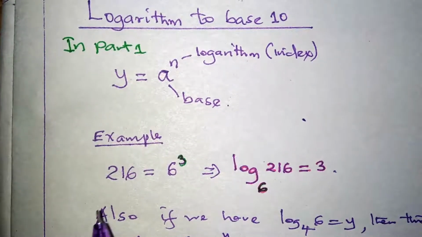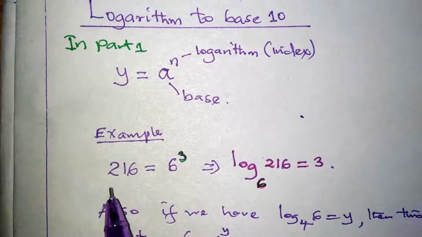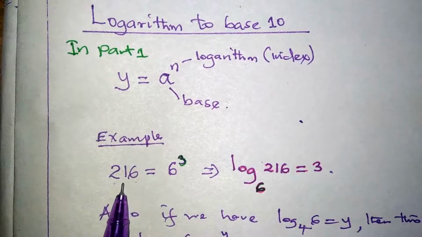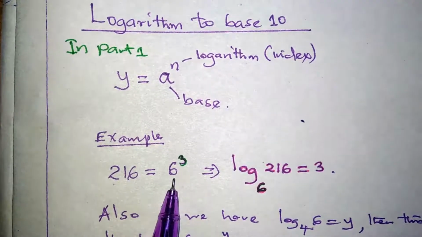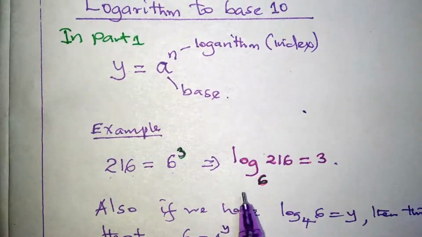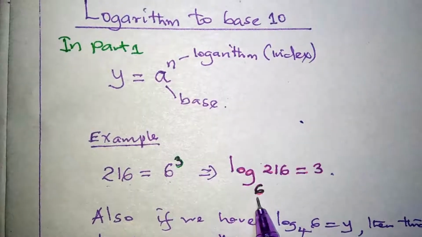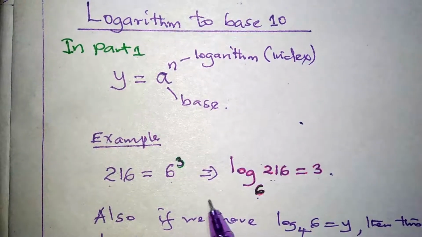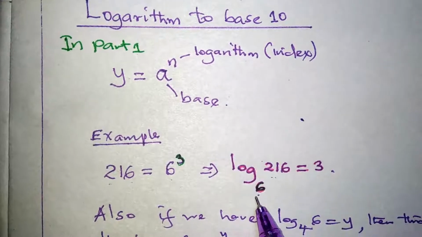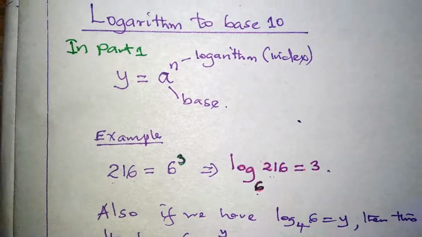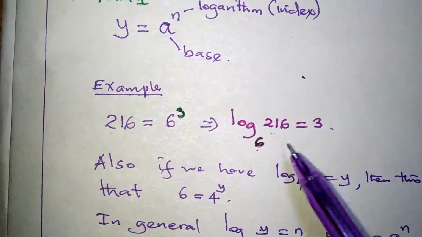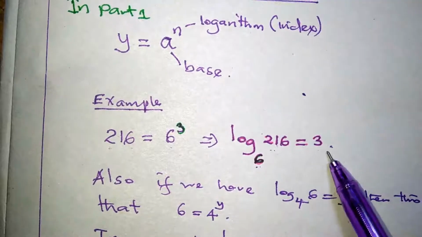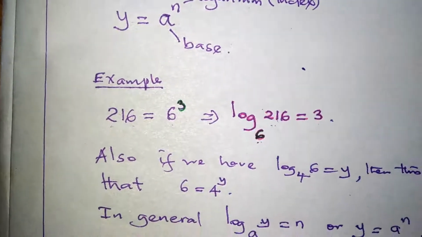We had some examples, and just to remind ourselves, if we have 216 and we say that in indices form this is 6 raised to power 3, then this can be written as the log to base 6 of 216 is equal to 3, or in other words 3 is equal to the log to base 6 of 216. The log of 216 to base 6 is equal to 3. There are different ways of reading that.